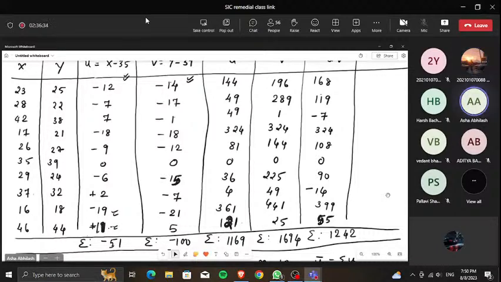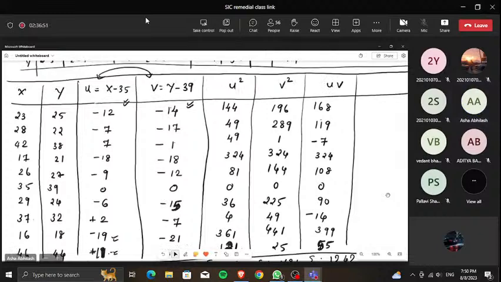Ma'am, can you just repeat how you have considered 35 and 39 as our points of mean? I have just taken the lowest and highest value, and in the mid value, I have just taken that, that's all. Is that clear?